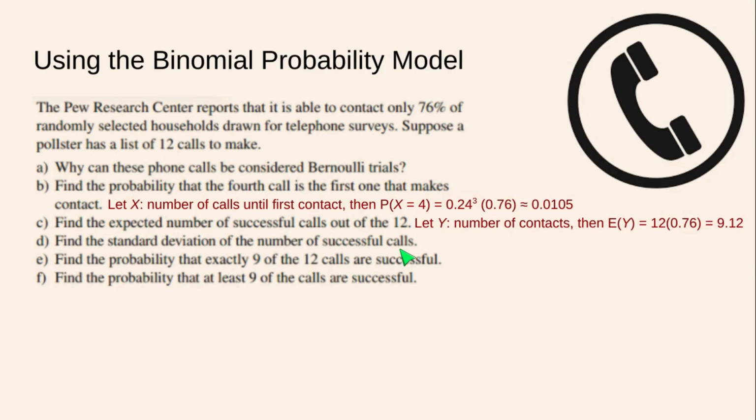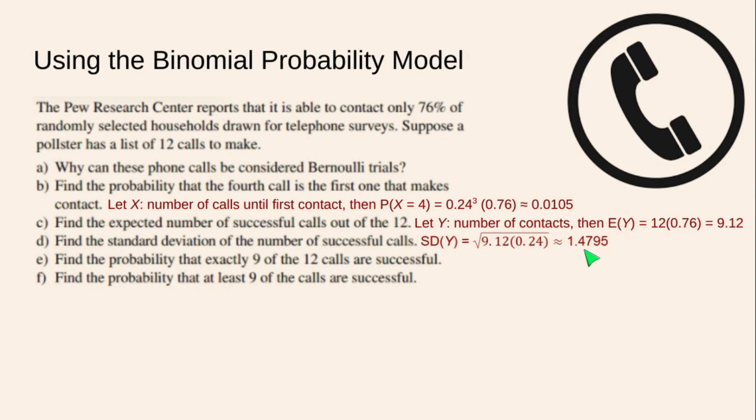Okay, let's continue. The standard deviation of y is going to be this 9.12, that's n times p, times q, the odds of failure, and we would square root that. We get about 1.5, a little short of 1.5.